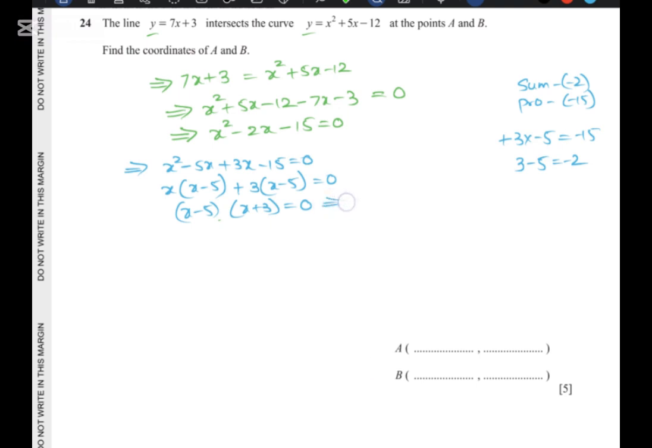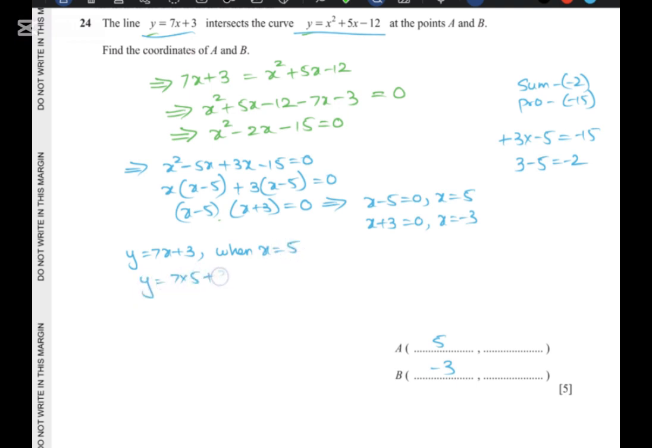So according to this, x minus 5 is 0, then x will be 5, and x plus 3 is 0, at that time x will be minus 3. So we got two values of x, that is 5 and minus 3. Substitute this in any one of the equations. Easier will be y is equal to 7x plus 3. When x is equal to 5, y is equal to 7 into 5 plus 3, which is 35 plus 3, which is 38. So 5, 38.